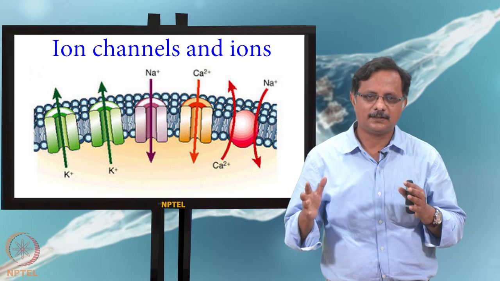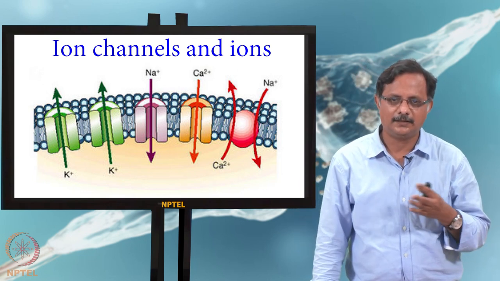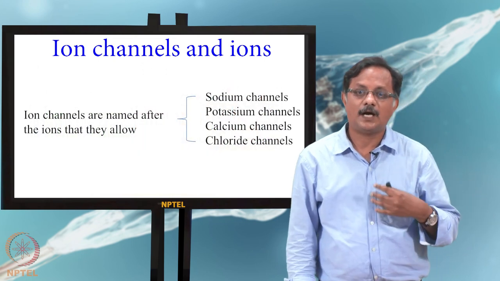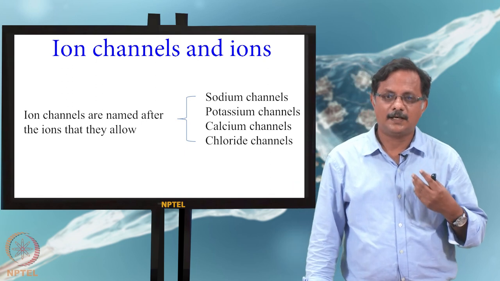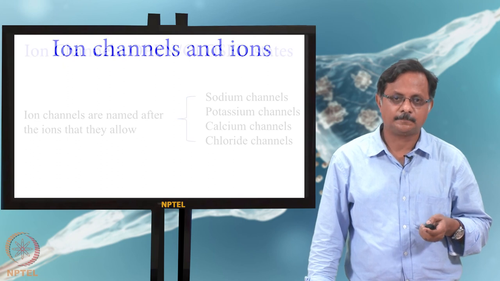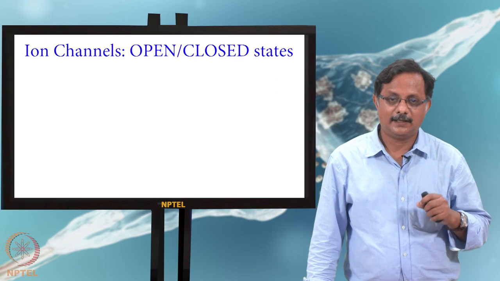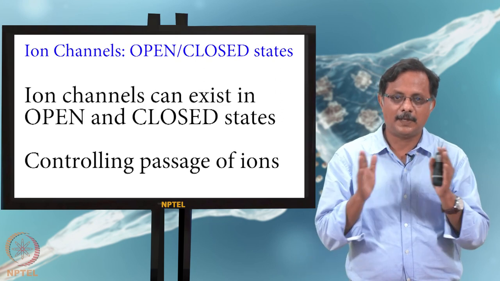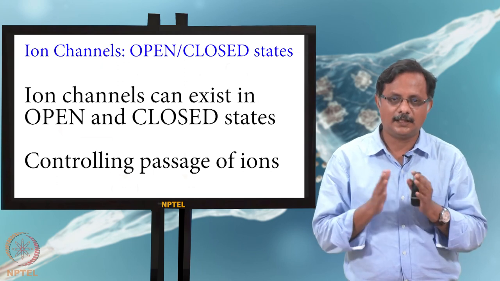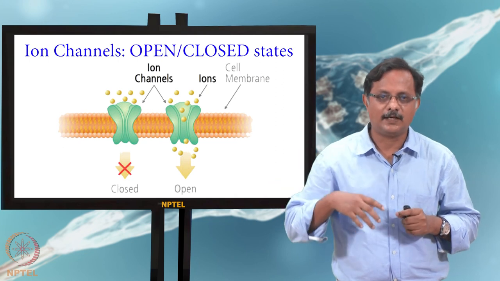Lots of channels are mixed, and they can allow multiple ionic species. But typically, the channels are specific to certain kinds of ions, so very often the channels are named after the ions that they allow. You can have sodium channels, potassium channels, chloride channels, and so on. Now, what is most interesting and important about the channels is that they are gated. The passage can be closed or left open, and these opening and closing activities of channels can be controlled by many factors.